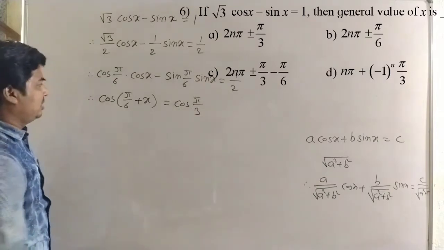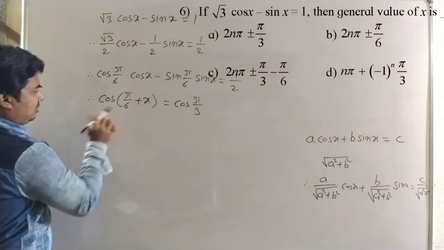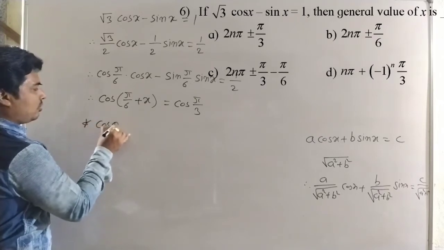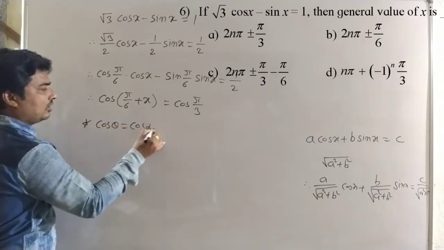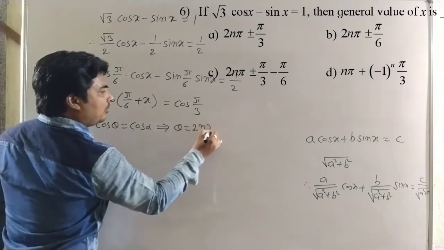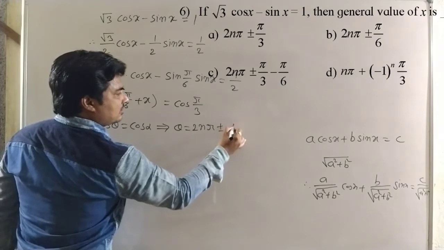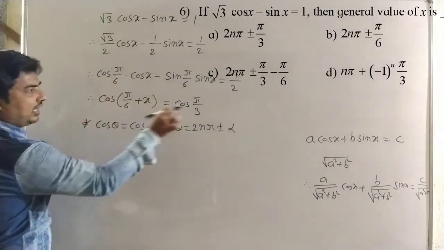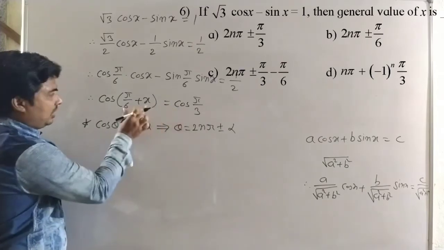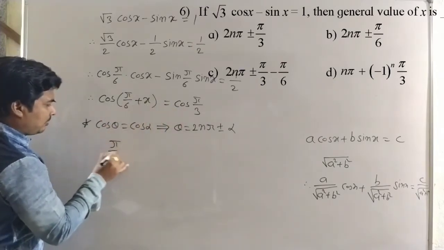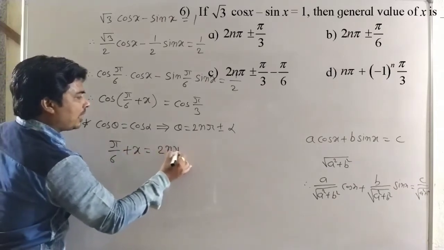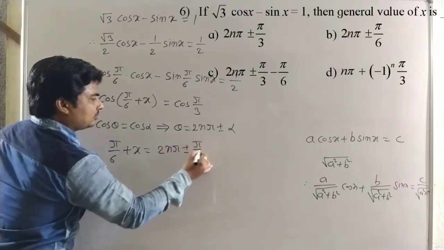Okay, see carefully this. And now here it is cos theta, we use the general solution formula, cos theta is equal to cos alpha. This gives theta is equal to 2n pi plus or minus alpha. Here it is theta and here it is alpha. Cos theta is equal to cos alpha. It is theta, therefore pi by 6 plus x is equal to 2n pi plus or minus pi by 3.